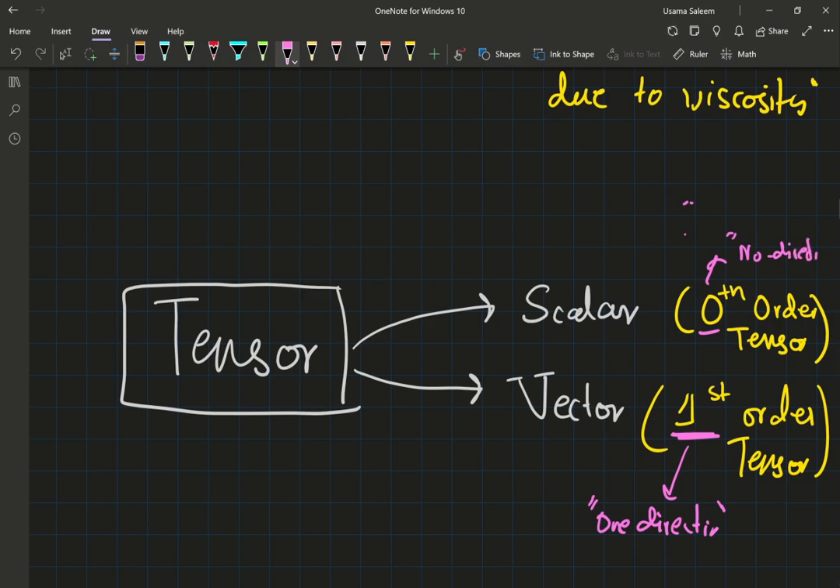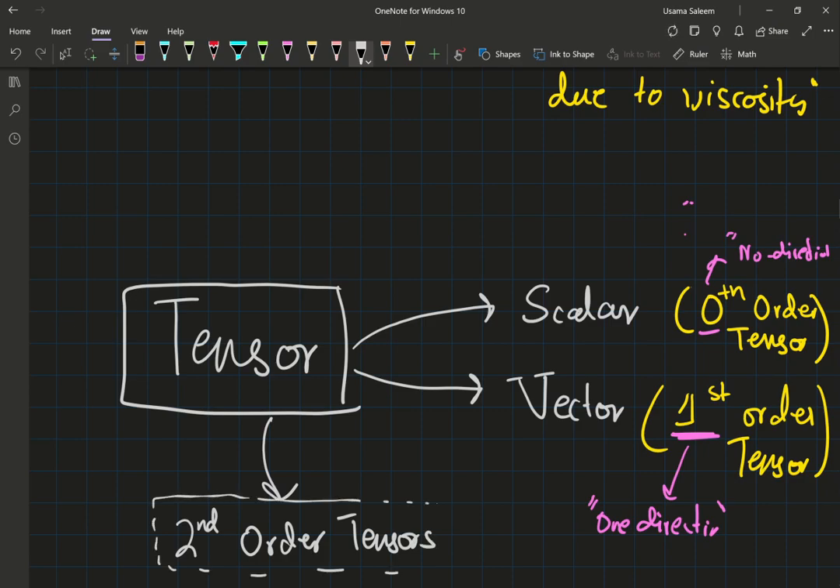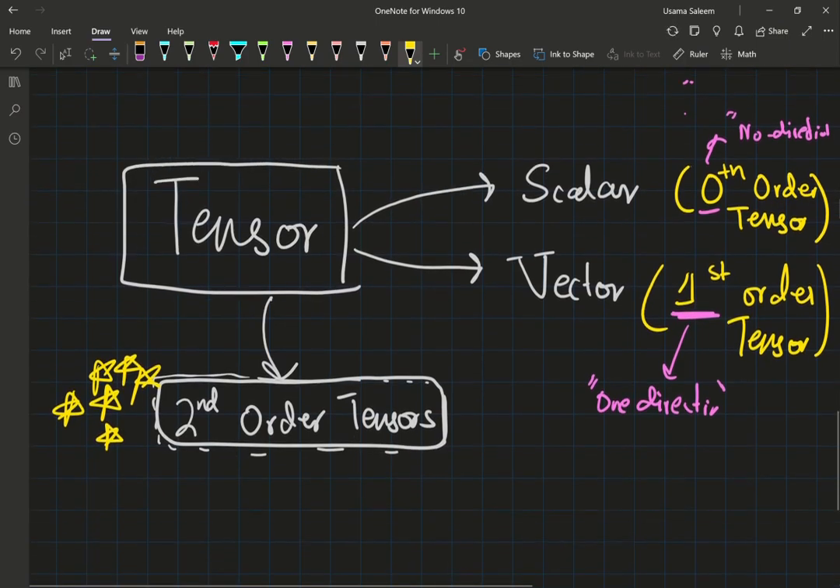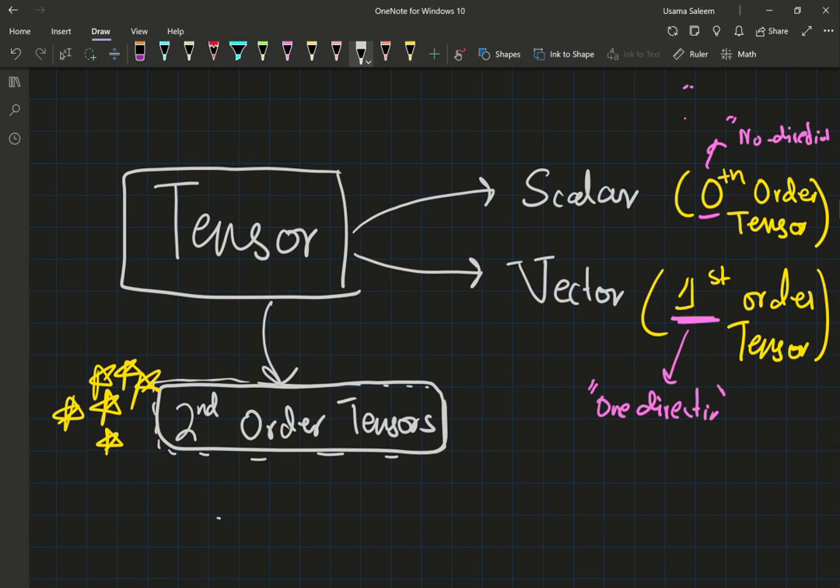And in transport phenomena, you'll be dealing with at most second order tensors that need two directions. One parallel to the flow, one perpendicular to the flow. This is what's going to be helpful. And the example of that, as I showed you above, is the viscous momentum flux tensor. I hope this was helpful.